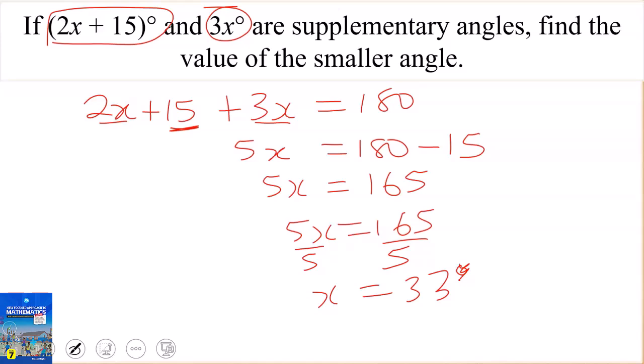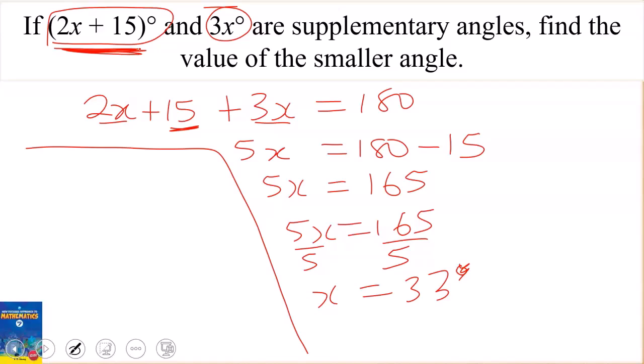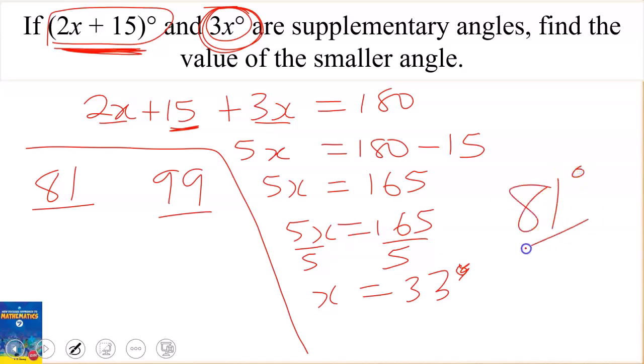Now the question says which of these two angles is small. So now let me come here. If I put x into the first angle, I'm going to get 33 times 2 plus 15. That will give me 81, right? And then the second angle, 33 times 3. Okay? And that also gives me 99. So which of these angles is big? And which of these is small? So therefore, the smaller angle is 81 degrees. And that becomes the answer.